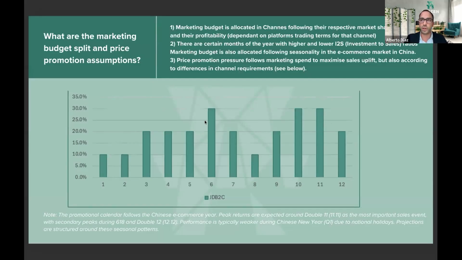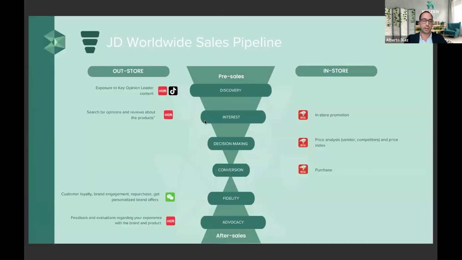Those are the dates we have to keep in mind. We have to work on promotion. The calendar needs to be aligned for the investment in marketing to be as prosperous and profitable, with as high ROIs as possible. Now, I'm mentioning this very quickly.